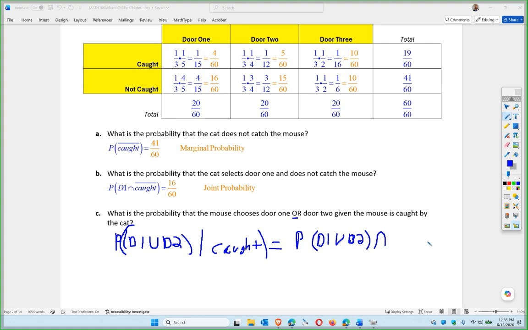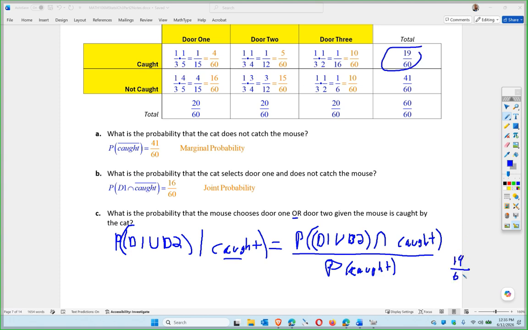and caught, all on top over the probability of caught, because that's the condition. Okay. So a single probability is a marginal, so being caught is right here. That's a marginal, so that's your 19 out of 60.